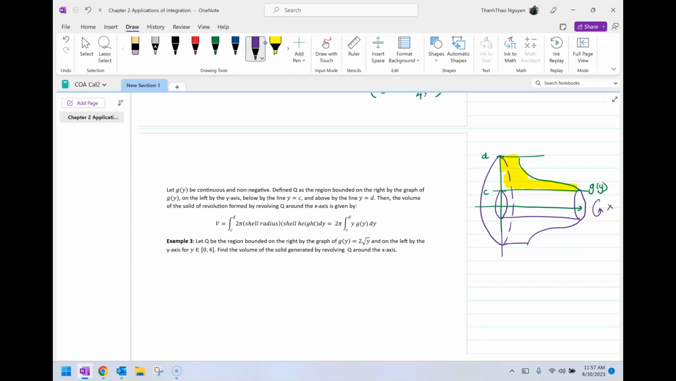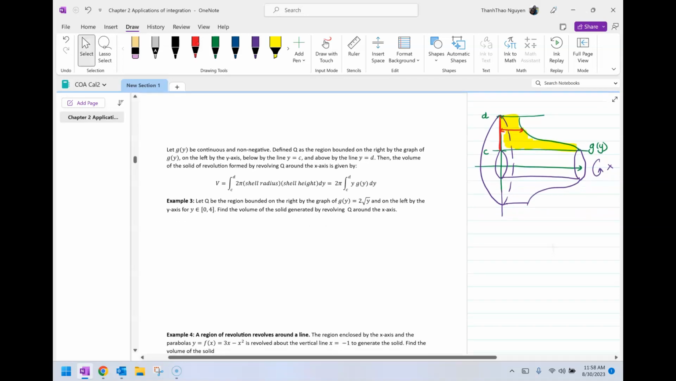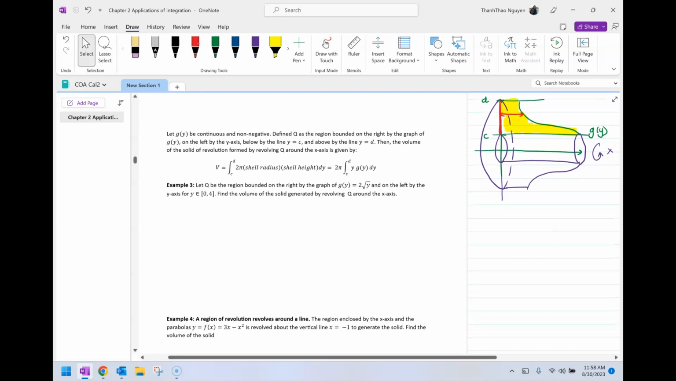So if now you slide in your cylinder, then the height of your cylinder is the function g of y, and the radius varies between c to d. So then the same formula applies. However, we have to evaluate this in terms of y. Let's take a look at an example.